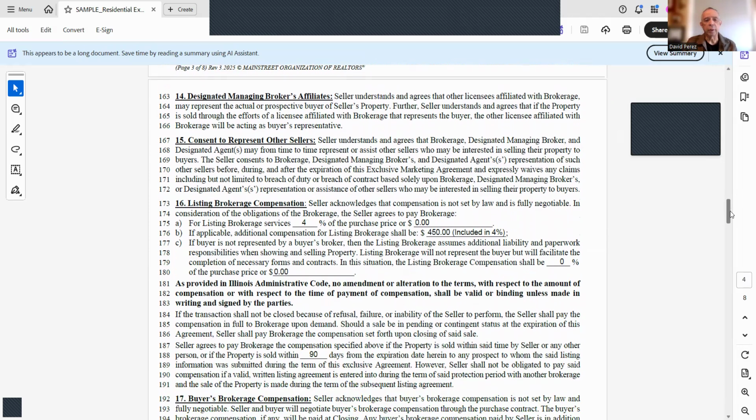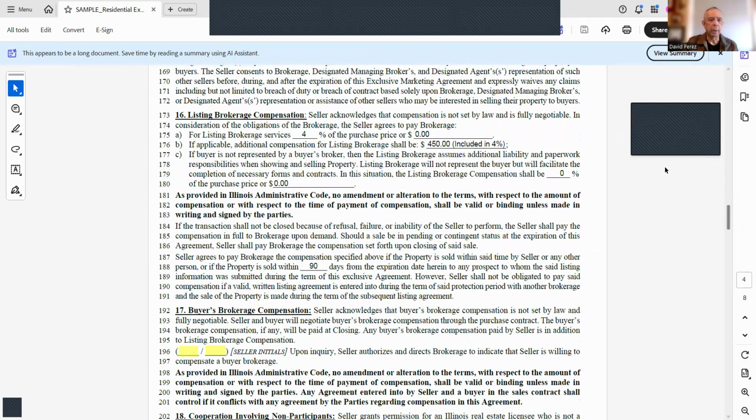All right, the next part is very important. It's number 173, item 16, the listing broker's compensation. In the past, you were supposed to disclose what you were doing with the commissions and how much commission was being divided between brokerages. Now they have it in writing. So here is where you'll know if what you agreed on is in writing.